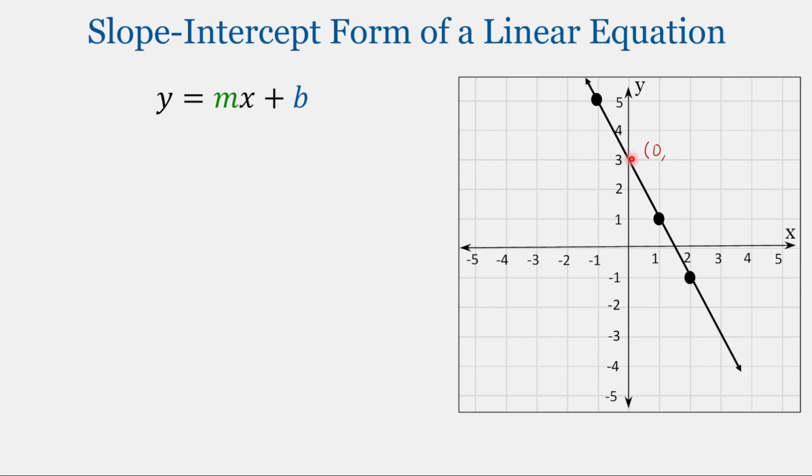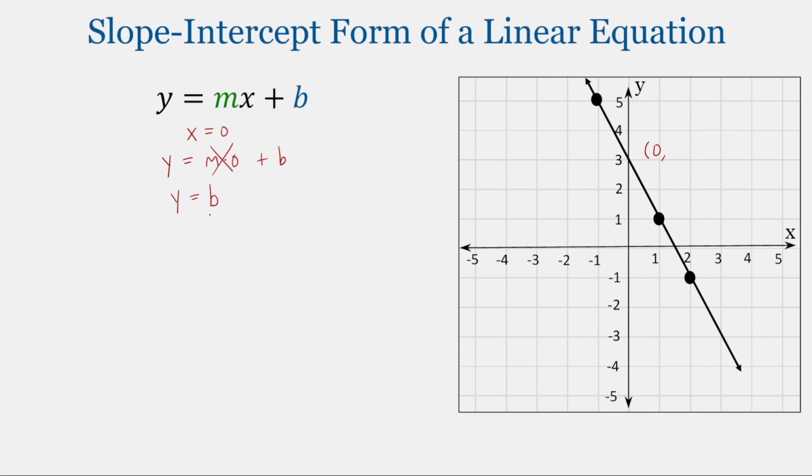And we can test this. If we take this equation and we set x equal to 0, this is going to give us y equal to m times x, now x is 0, plus b. So this term goes away. m times 0 is 0, leaving us with y equal to b.